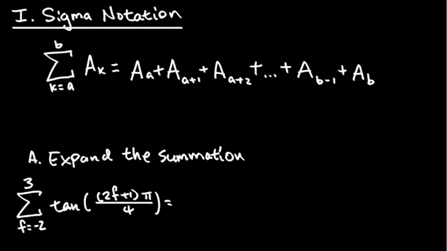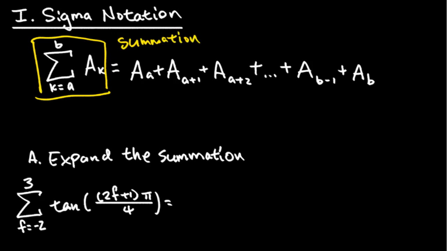Sigma notation. Alright, so just a quick little review of what is happening with sigma notation and how it works. Okay, so we have a few things going on here. First, this entire thing has a name. This is called a summation. And then we have this little part in here. This is called the summand.